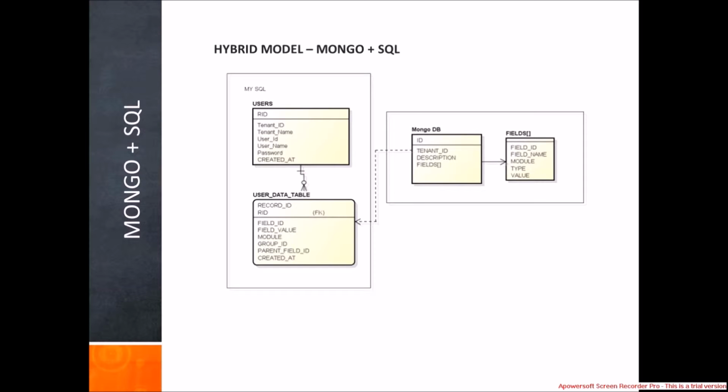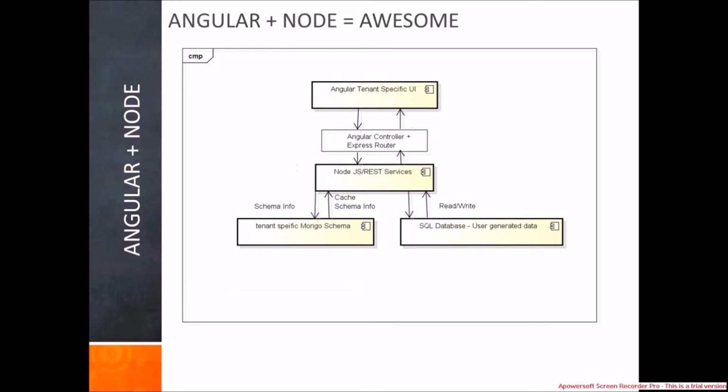Apart from the database design, it's necessary to have a consistent UI design to support multi-tenant applications. We used Angular JS and Node, which is awesome for creating multi-tenant clients with the help of Angular templates. It's very easy to create multi-tenant capability for any application with minimal changes. Here is how the flow looks.